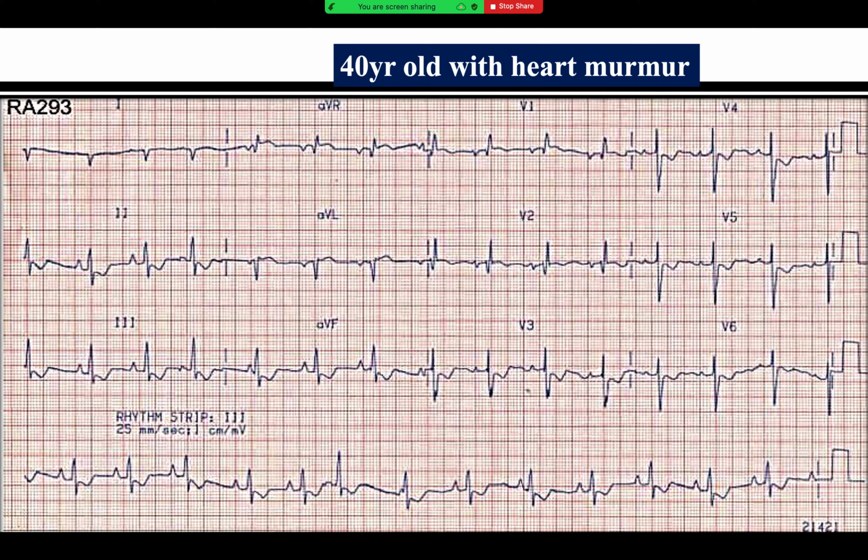Is it sinus rhythm or not? It is sinus rhythm. Then axis is right axis. Similarly, P pulmonale is there, so right atrial enlargement. And looking at the V1, right ventricular hypertrophy. So what does it show? ASD with Eisenmengers.